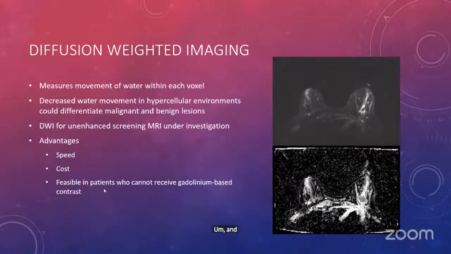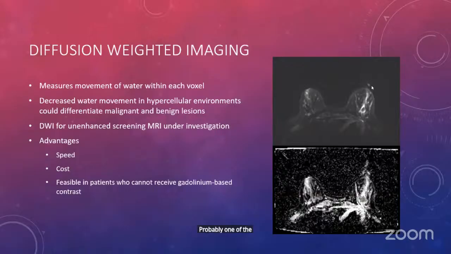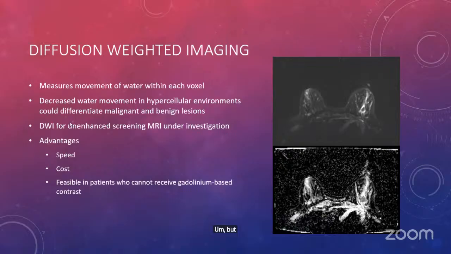And then this is what our diffusion weighted images look like. I'm not going to spend too much time on that, but basically this is probably one of the prettiest diffusion weighted images I have ever seen. Most of our diffusion weighted images do not look like that. Like I mentioned earlier, you need really good field homogeneity to achieve good DWI images in the breast. But basically, people are trying to investigate using it for cheaper and faster screening MRIs.